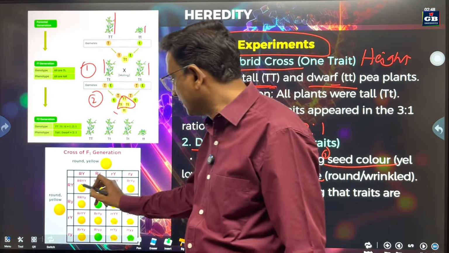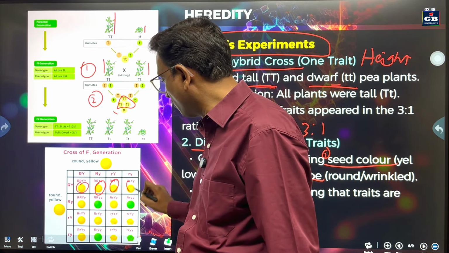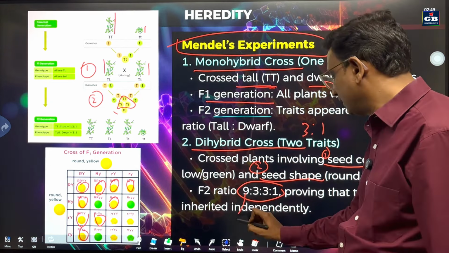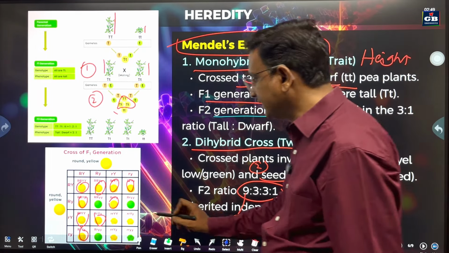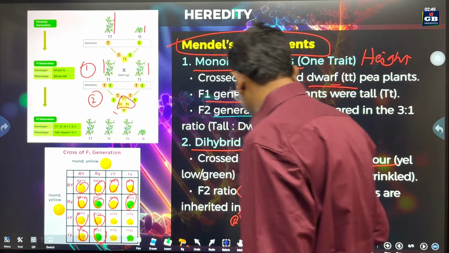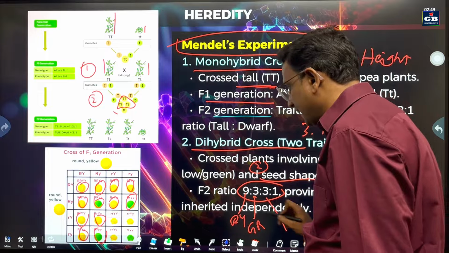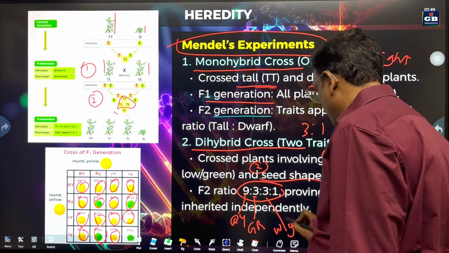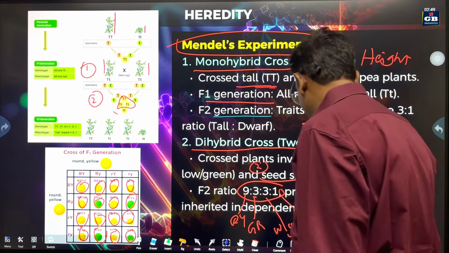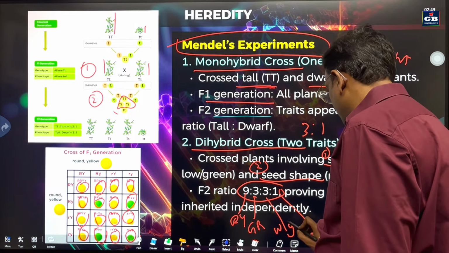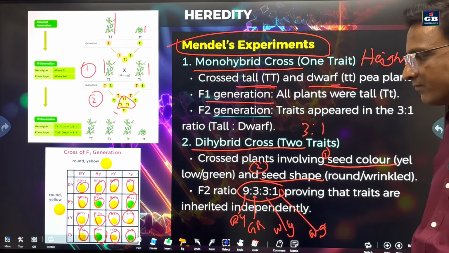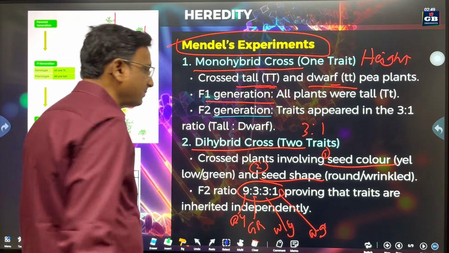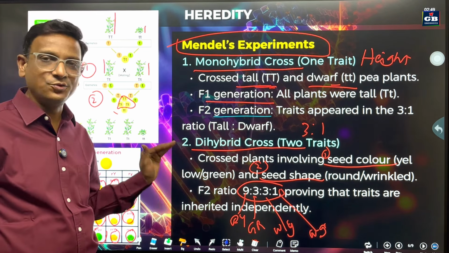Here we can see that 9 are round and yellow. And 3 are green and round. And 3 are wrinkled yellow. And only 1 is wrinkled green. So this is the ratio when he conducted the experiment on two traits, how the inheritance of two traits takes place.